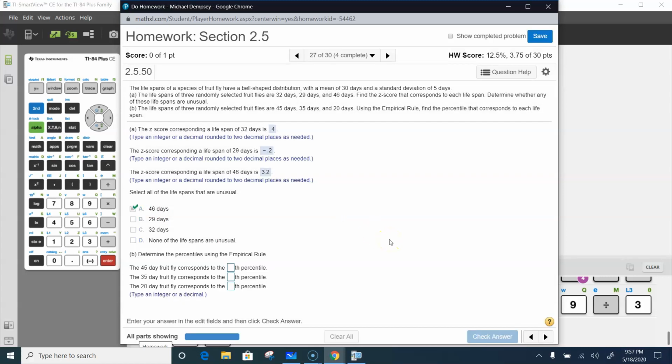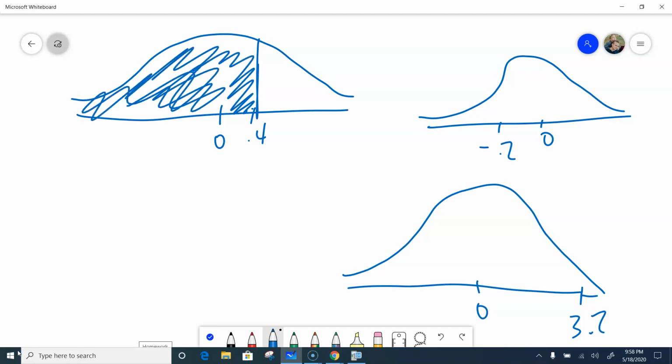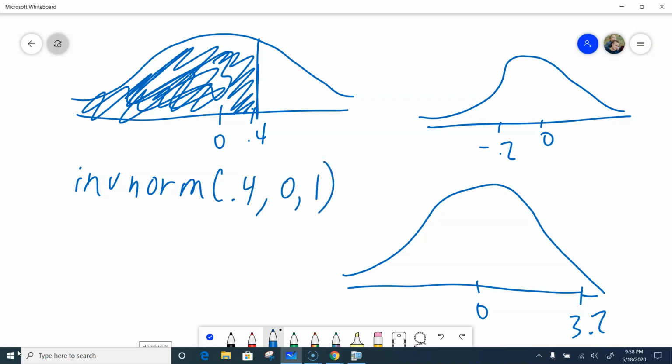Okay. Determining the percentiles using the empirical rule. So I need a little bit more than just the empirical rule to find these percentiles. The percentile for a z-score of 0.4 is the area to the left of 0.4. Okay, so I'm going to need the inverse norm feature on my calculator. I'm going to use inverse norm 0.4, and then the mean is 0 and the standard deviation is 1.